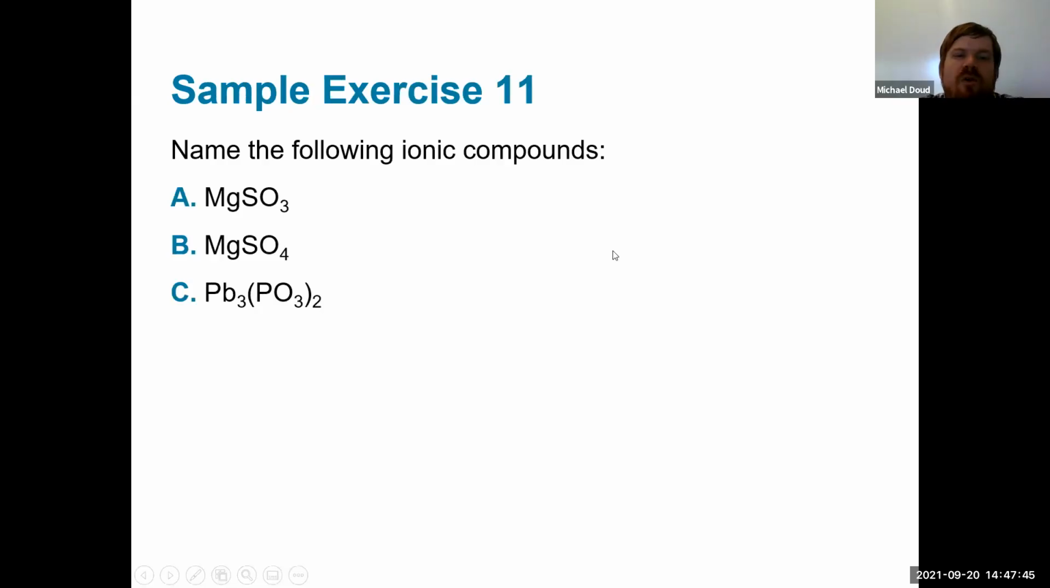All right, a few more here. Sample exercise 11. I think this might be almost it. We're nearing the end of the ionic compound nomenclature. MgSO3, MgSO4, and Pb3(PO3)2. So let's give it a shot. Pause the video here. Again, refer to your list of names from before, and we will have the answers here in just a moment.